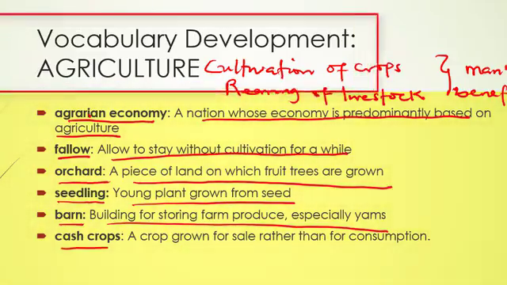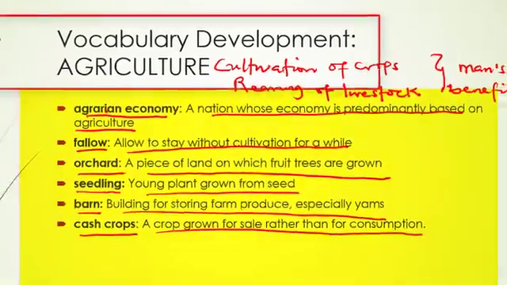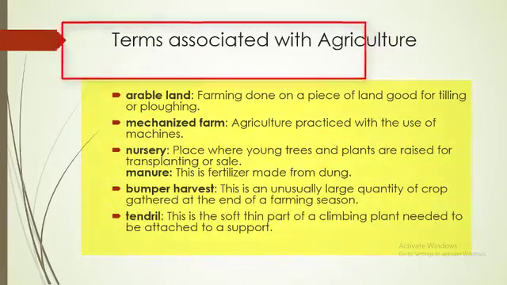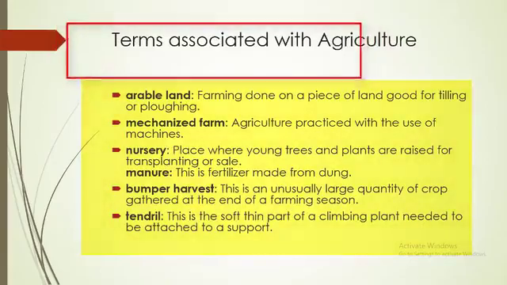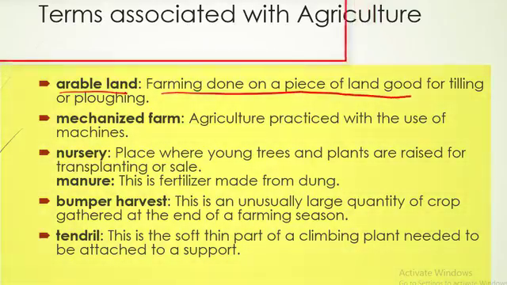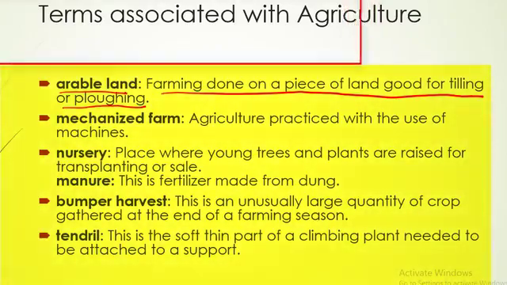Then we have what we call cash crops. Cash crops are not what you consume. Cash crops are crops that are offered for sale rather than consumption. Then we have what we call arable land. If you say land is arable, it simply means that that land is good for tilling. That is, you can use the plow on such land because there are some grounds that are pretty hard.